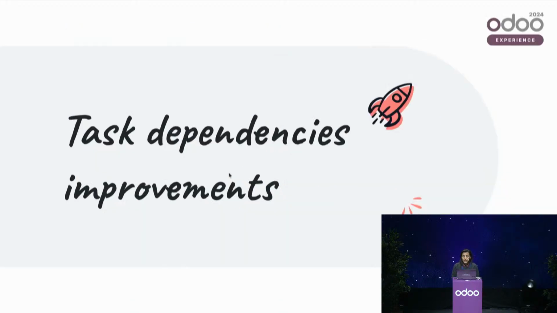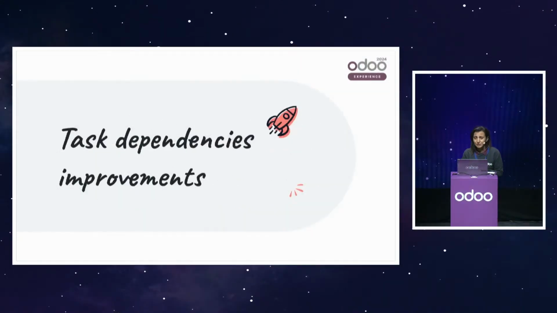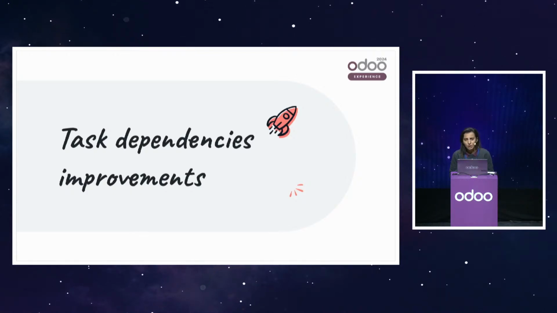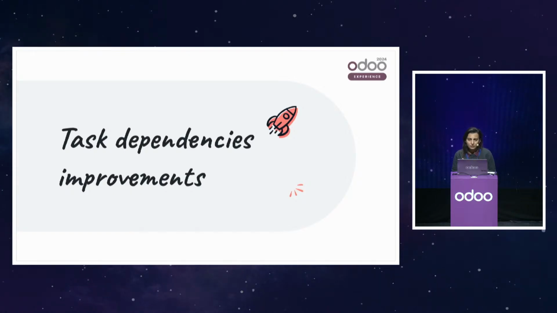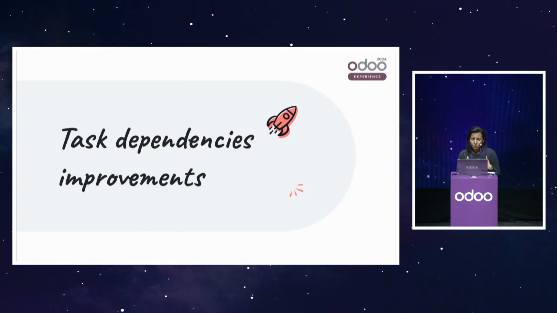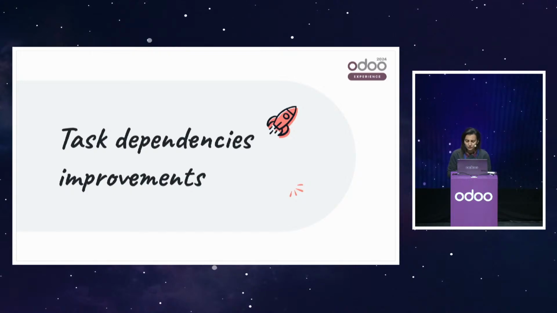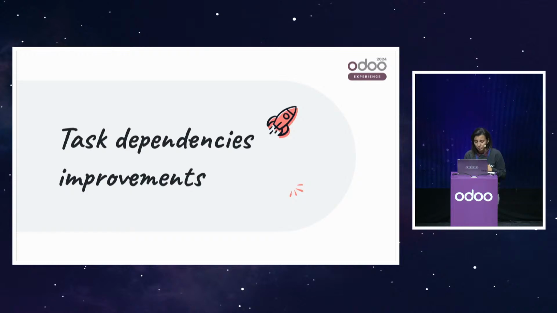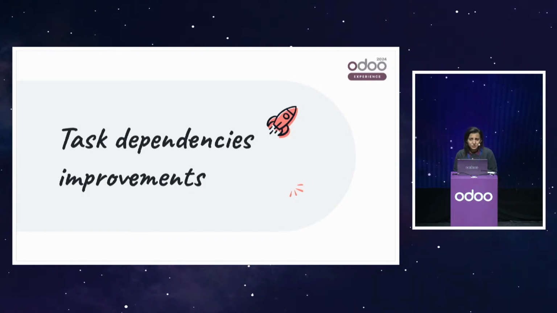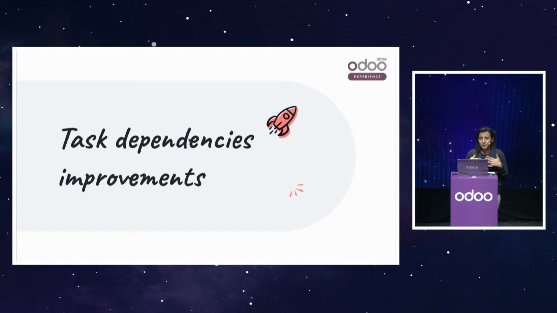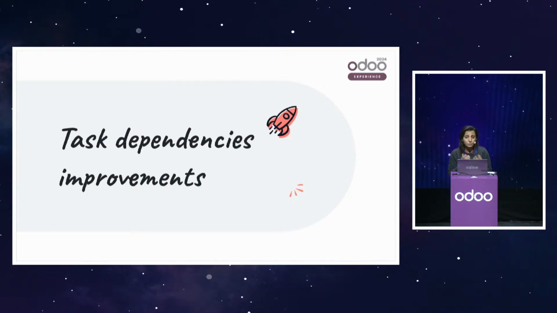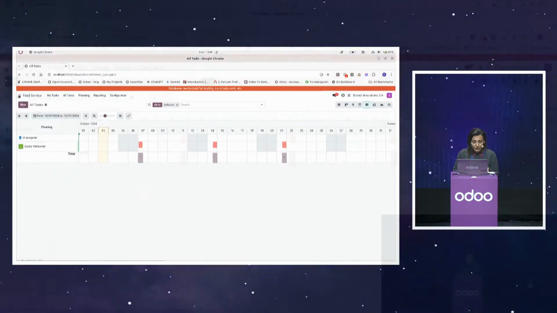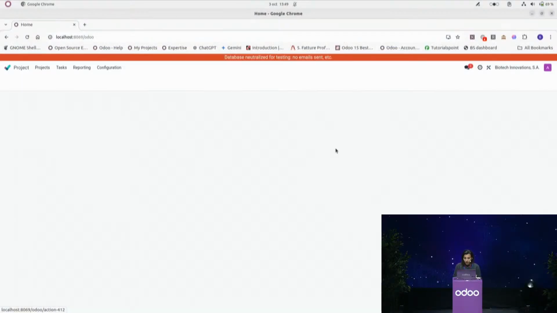And finally, we have the last topic, which is task dependencies improvement. Here, all I can say is that there has been a general technical refactoring in how scheduling conflicts get solved inside the Gantt view. I will provide a couple of examples for you, but there is a specific talk on task dependencies that I encourage you to watch if you are interested in this topic. So let's go back again to the project app.